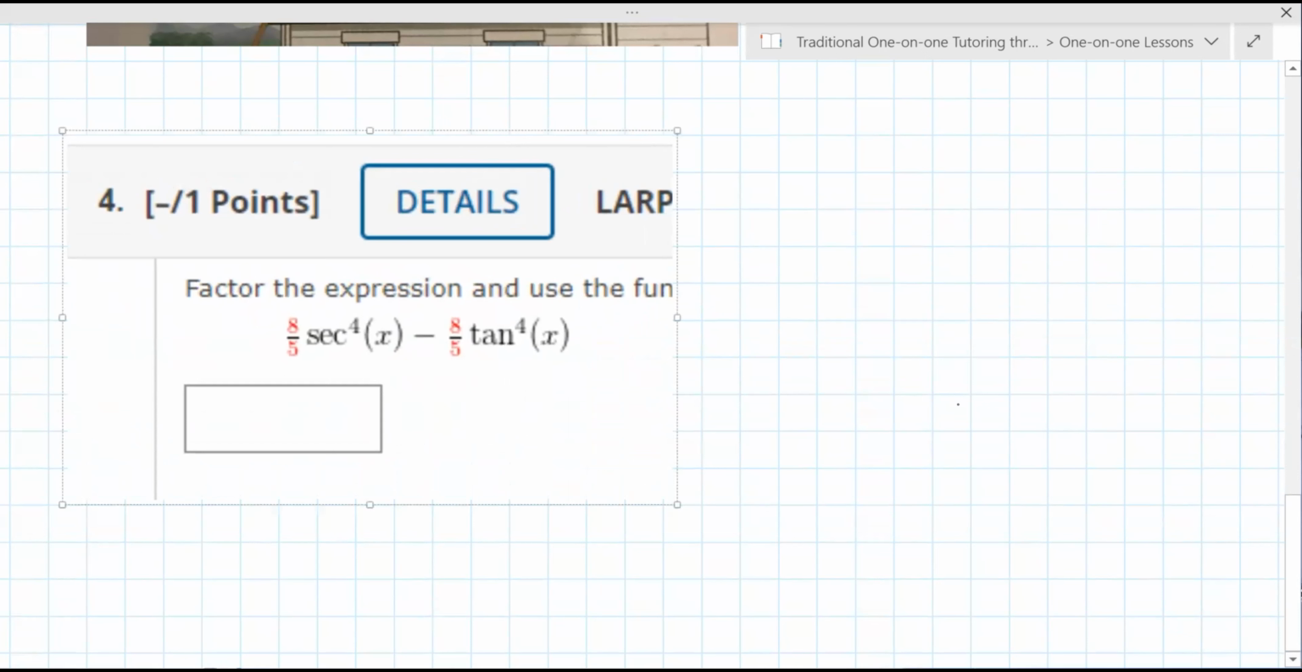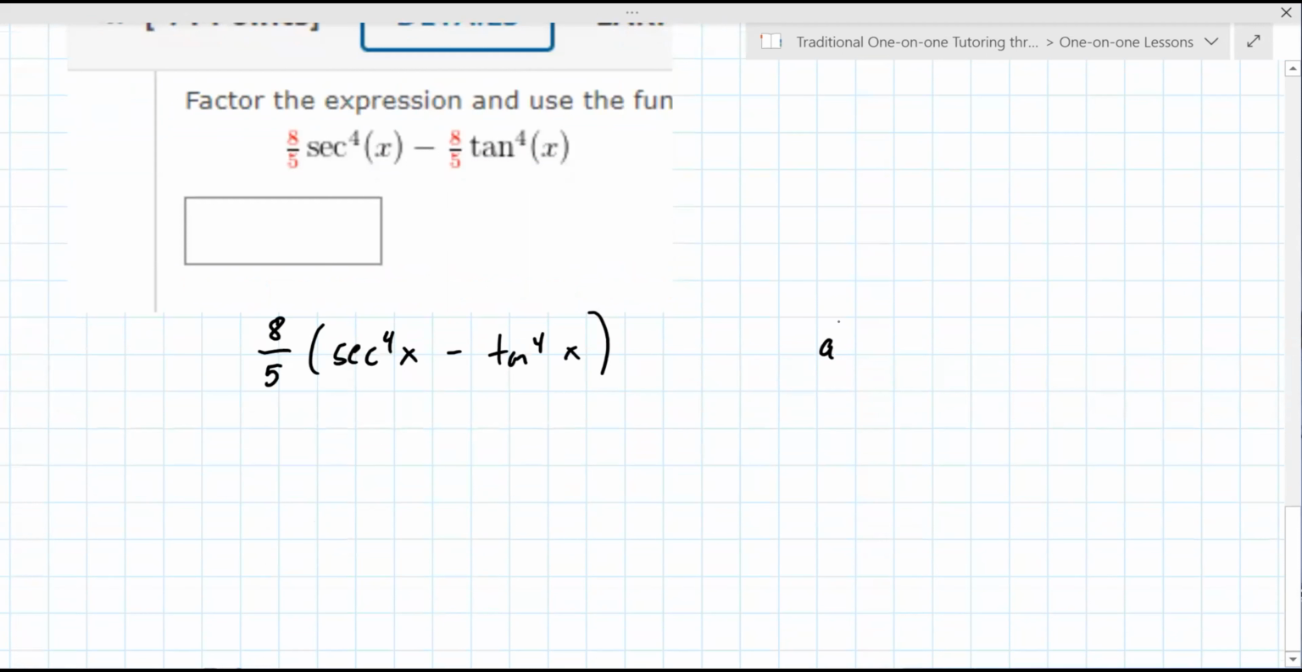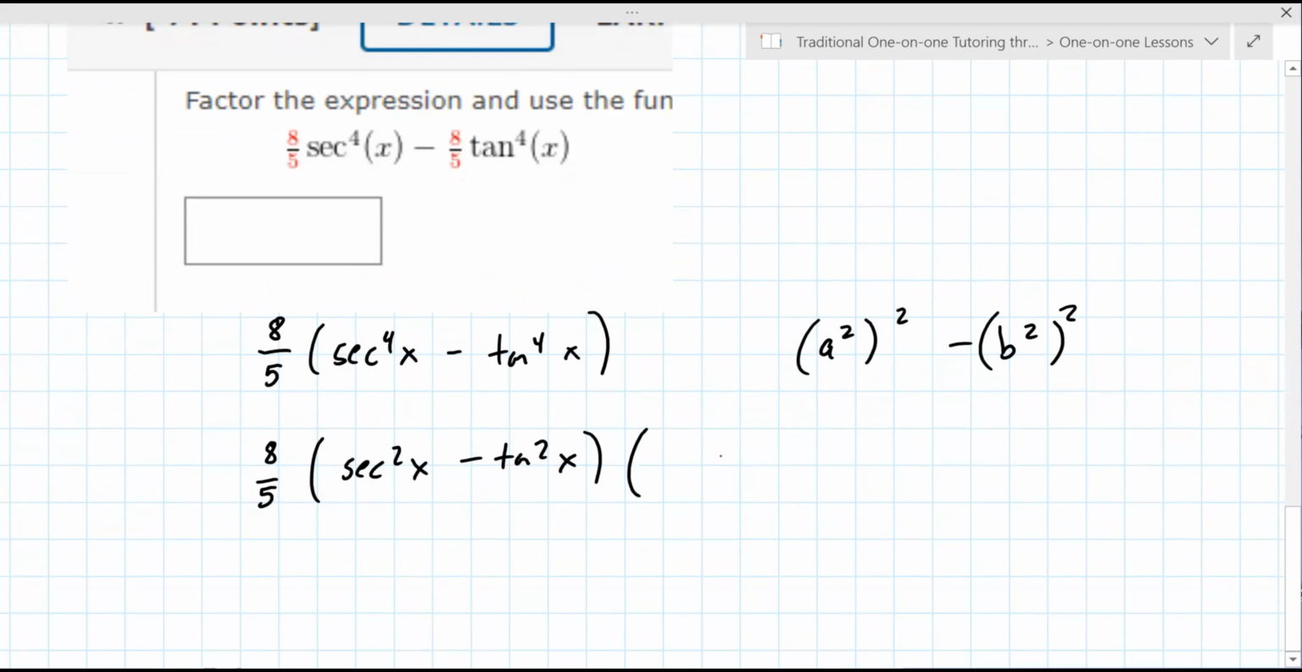So first thing I see here, Niko, is that the 8/5 factors out of both. So you have secant to the 4th x minus tangent to the 4th x. And then inside here, I see a difference of squares: an a squared squared minus b squared squared. When we get it down into squares, then we can use some identities. So this is secant squared x minus tangent squared x times secant squared x plus tangent squared x. And I'm just using the same identity as above.